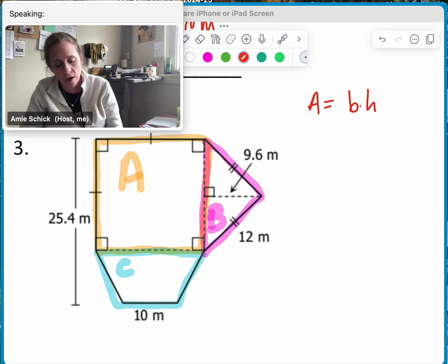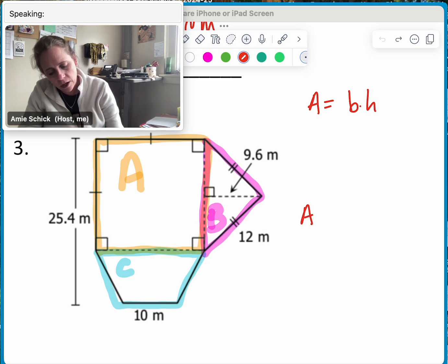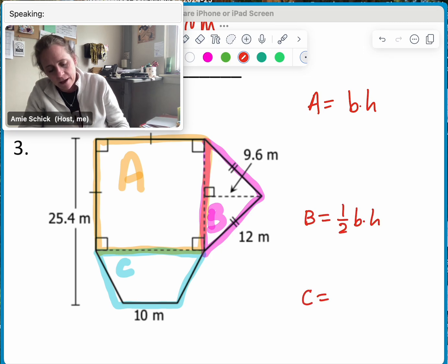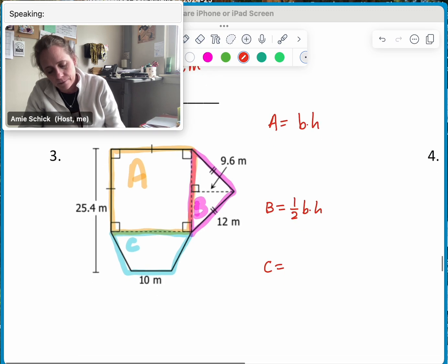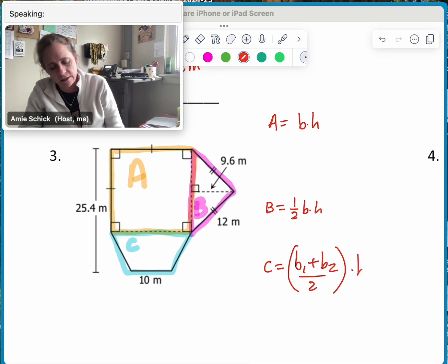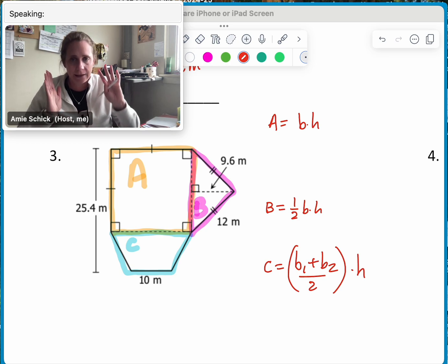All right, A, that is a square, so we're going to take either base times height or side squared. The triangle, let's call it B, would be 1/2 base times height. And then C, I think that's a trapezoid: base 1 plus base 2 divided by 2 times the height. Okay, so my plan is laid.